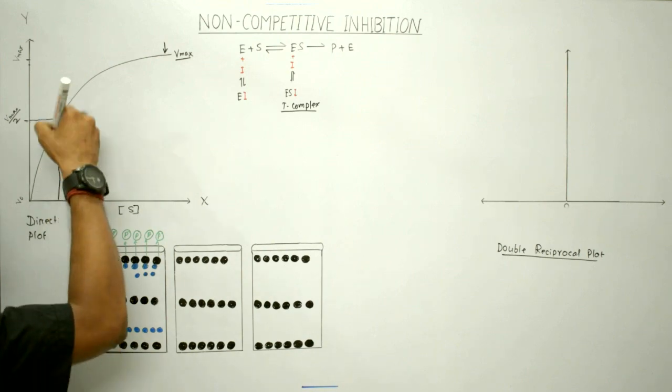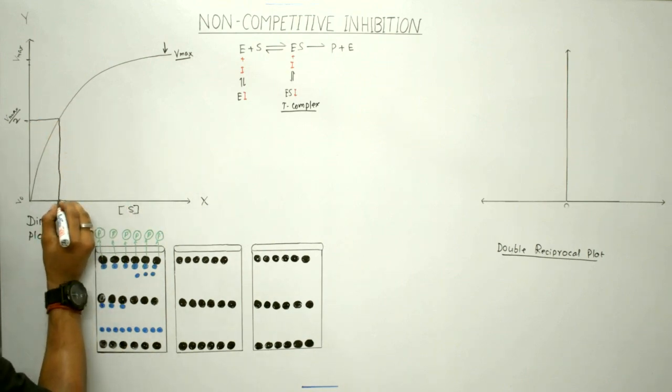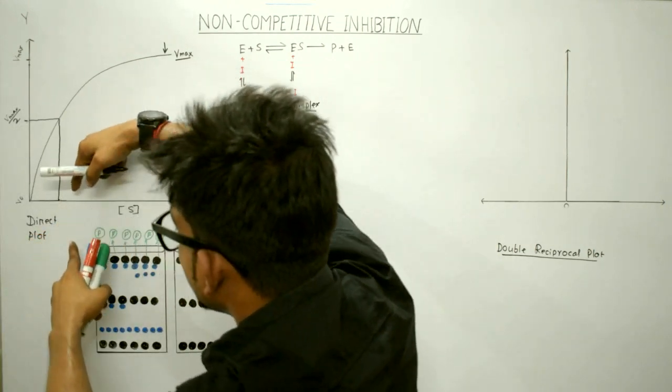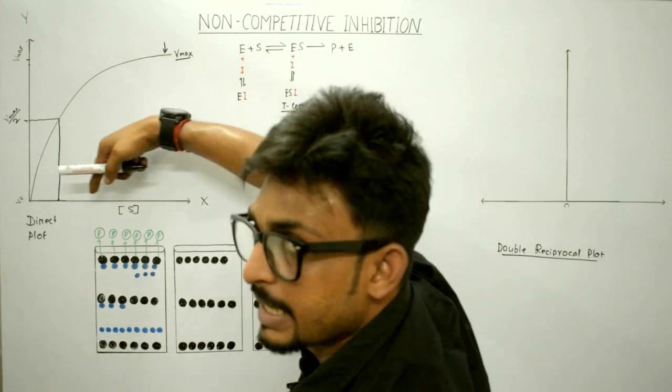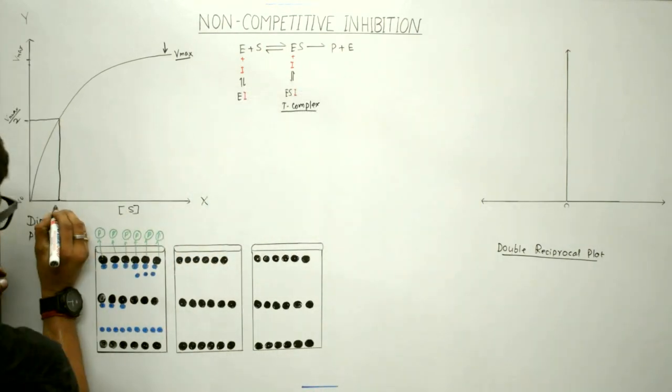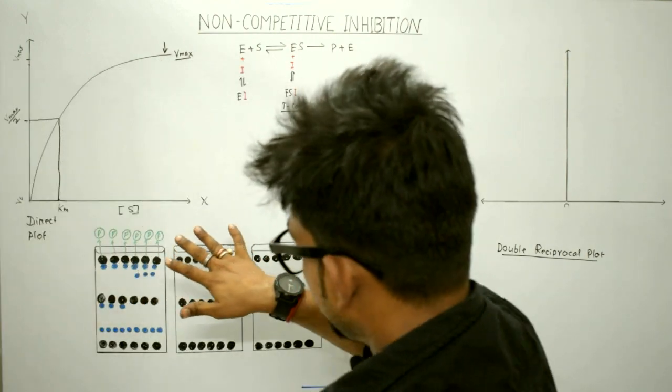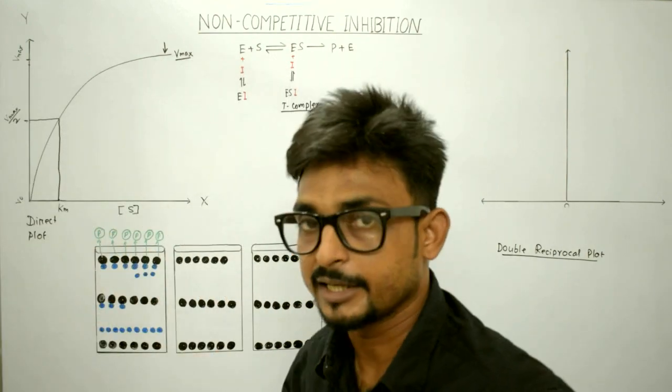I don't know whether it is straight or not. Okay, whatever it may be. Now this point is connected with this point on the y-axis, so this is representing the Km of the reaction. So which stage of the reaction is indicating the Km?